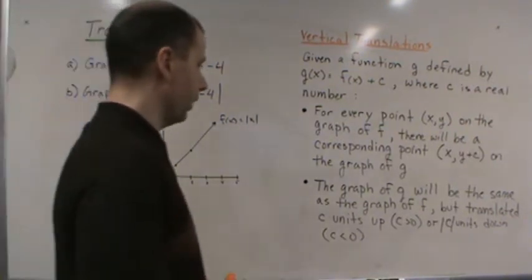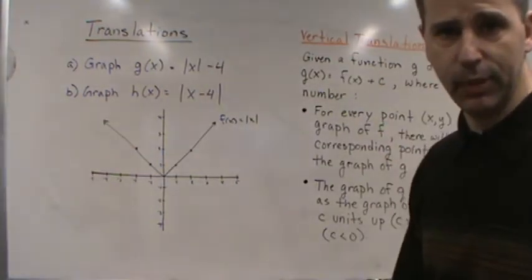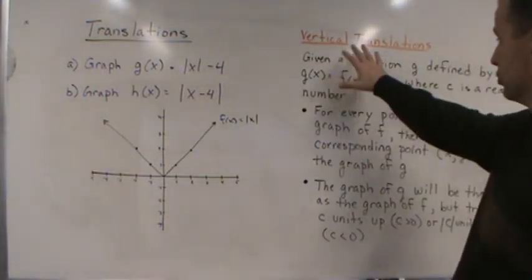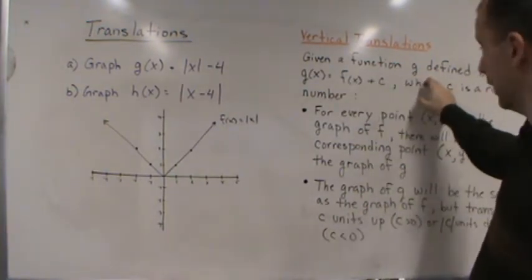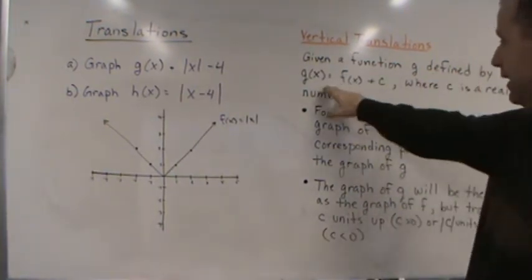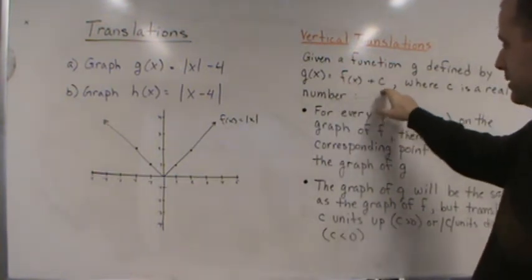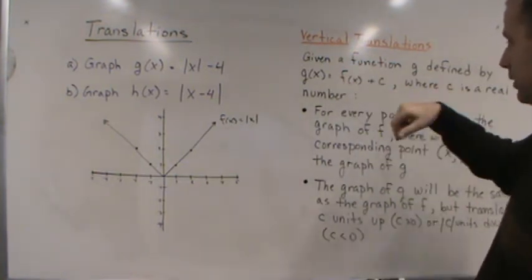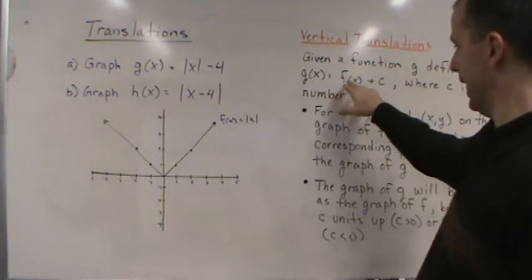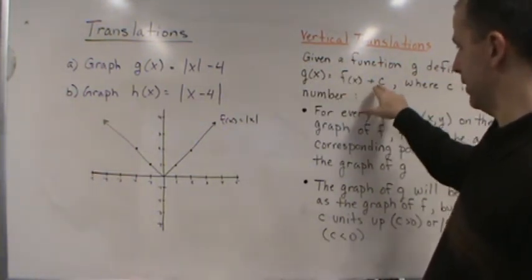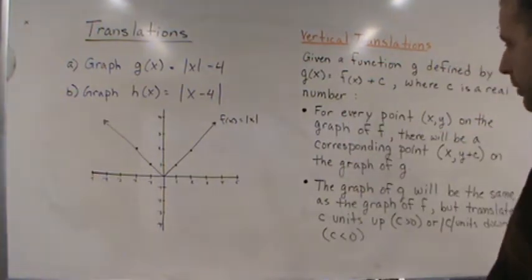Actually, let's go over this first. I think that'd probably be better. So vertical translations. If you have a given function g defined by g of x equal to f of x plus some c value, where c is a real number, we're defining g as the function f, and then we're going to add some c number.